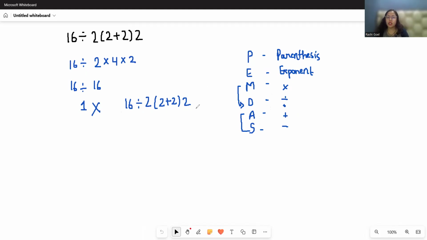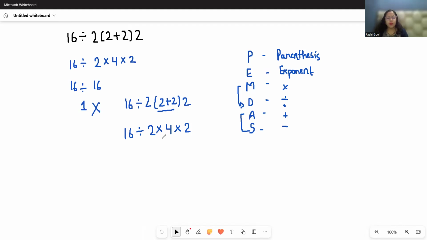So let's solve this expression with the help of the PEMDAS rule. First we have to solve the parenthesis. That means this bracket, 2 plus 2, is 4, and when there is no symbol outside the bracket, you just have to put a simple multiplication. Now we have two operations, division and multiplication.